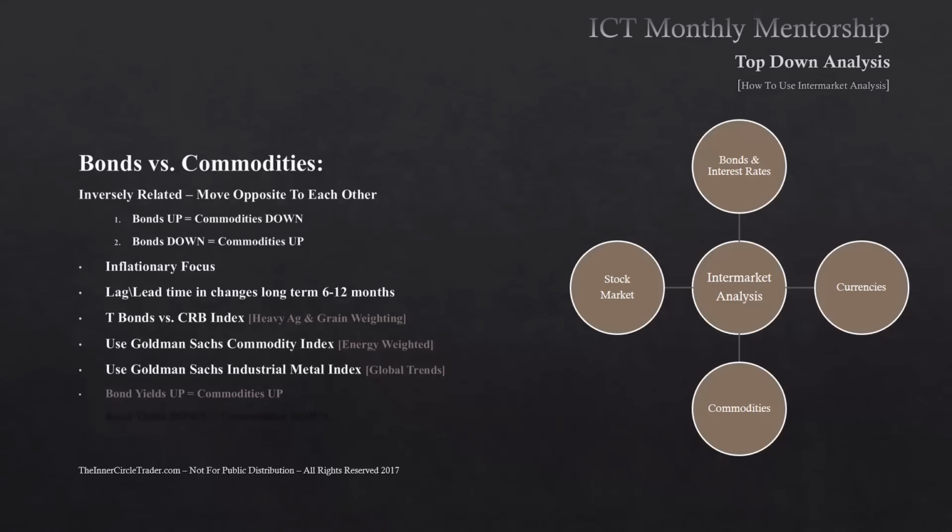And in summary, when bond yields are going higher, that would be seen with the bond market going lower, or the bond prices going lower. That means bond yields are increasing, and that's going to push commodities up. And when bond yields are going down, that means the Treasury bond market prices are going higher. That's going to push commodities down.